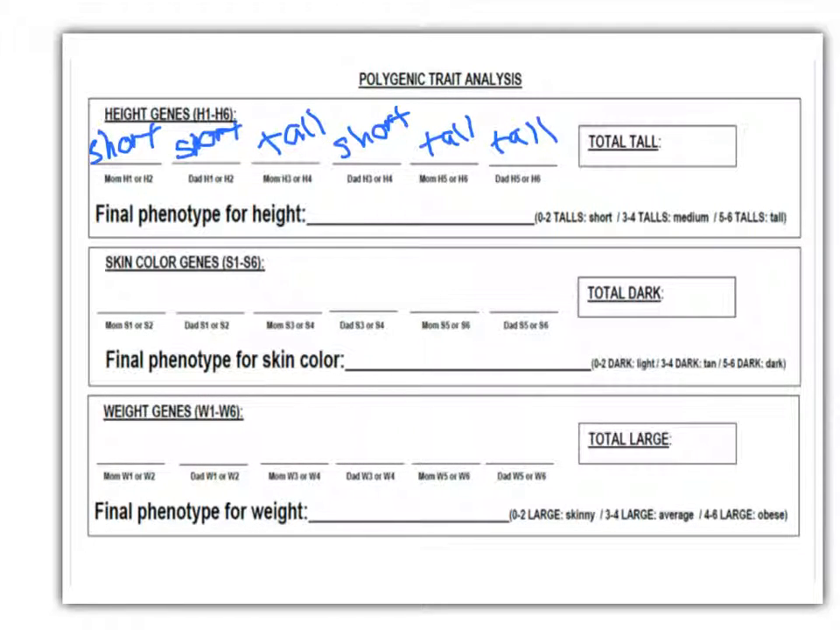So I went ahead and finished mine, and now we have to count the total number of talls we got. So I have 1, 2, 3, so I'm going to write 3 right here. So now we have to figure out what's the actual phenotype of our baby. So if we take a look at this little key that's right down here, 0 to 2 number of talls means short. I have 3, so that doesn't fit me. Then 3 to 4 number of talls means medium. So I have 3, so that means my phenotype will be medium. If you got 5 to 6 talls, then that means your baby will be tall. So then you would write tall in that section.